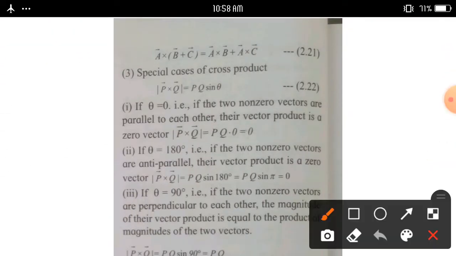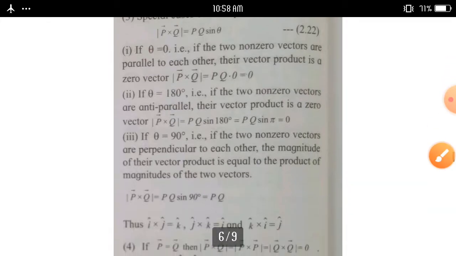See this, a bar cross b bar plus c bar, then we can write this a bar cross b bar plus a bar cross c bar in this way. Next characteristic, special cases of a cross product. According to definition, the magnitude of p bar cross q bar is equal to pq sin theta. This is the actual definition of a vector product.